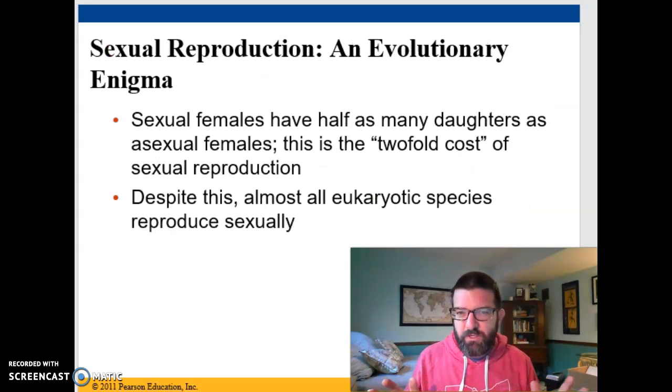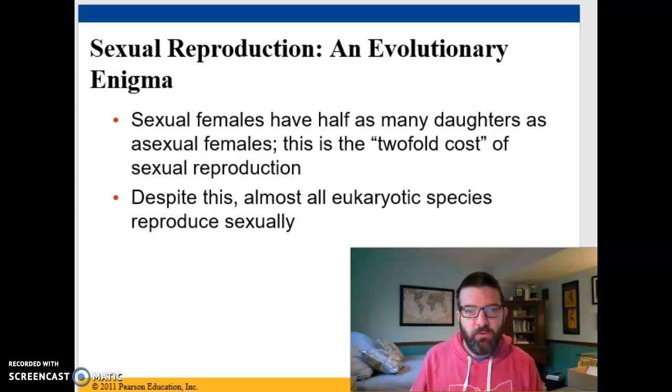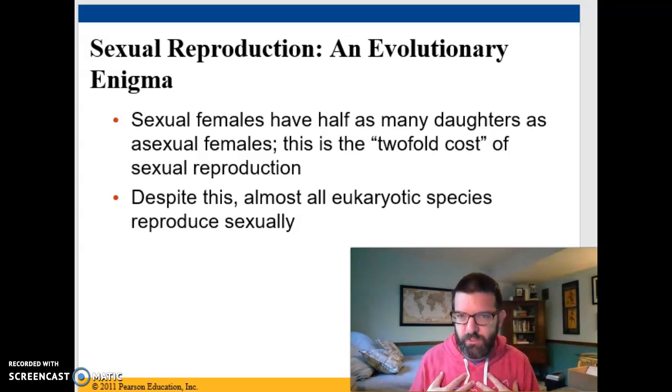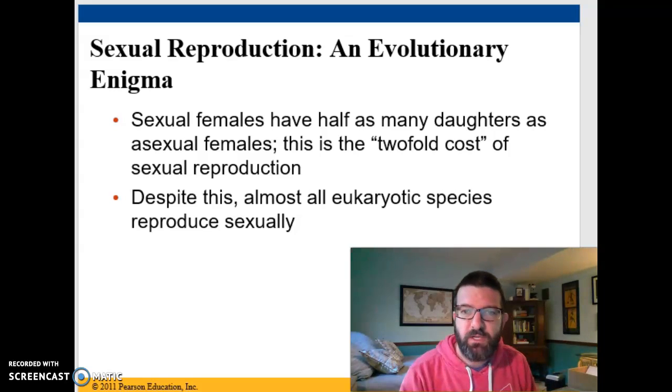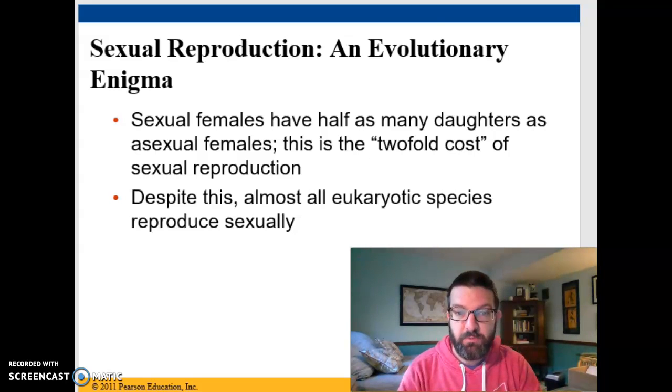And sexual reproduction does not seem like a good idea, right? For a couple of reasons. One, there's this thing called the twofold cost of sexual reproduction that we'll talk about in a moment. And two, you have to find a mate, and that can be difficult. And three, if your genes are good, why would you only want half of your genes to be in your offspring? Why wouldn't you want all of your genes to be in your offspring? Right? You're successful, you created offspring, clearly you want your offspring to be successful too. Why in the world would any organism reproduce sexually? And yet, almost all eukaryotic species do.